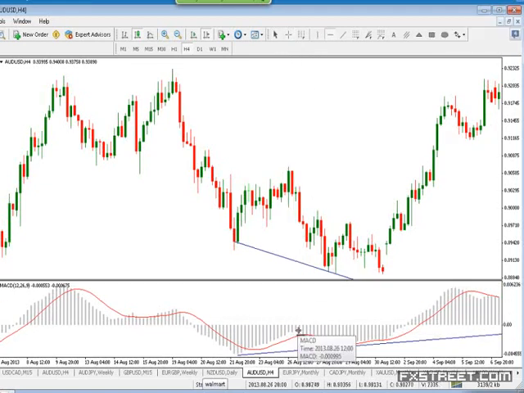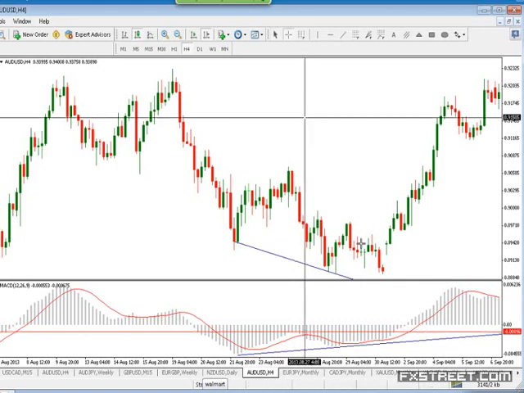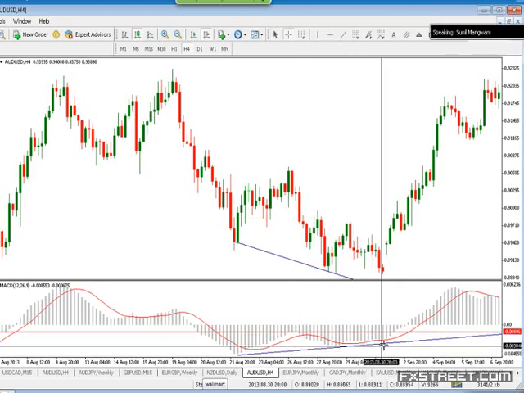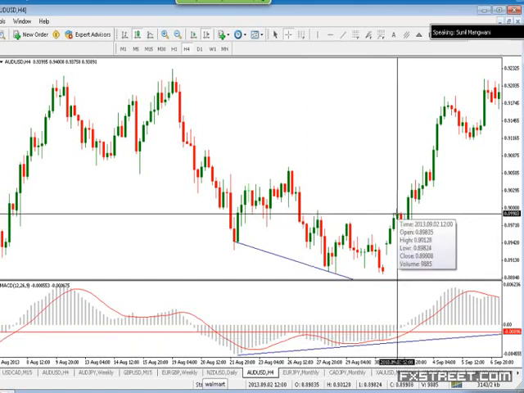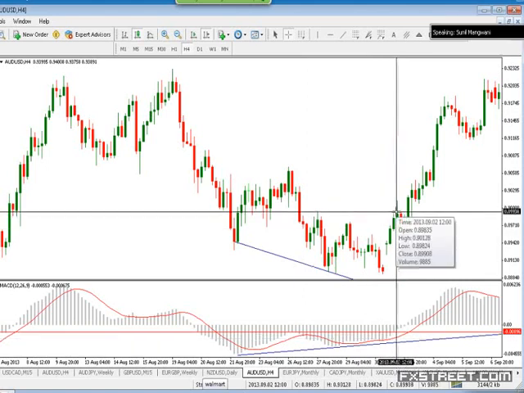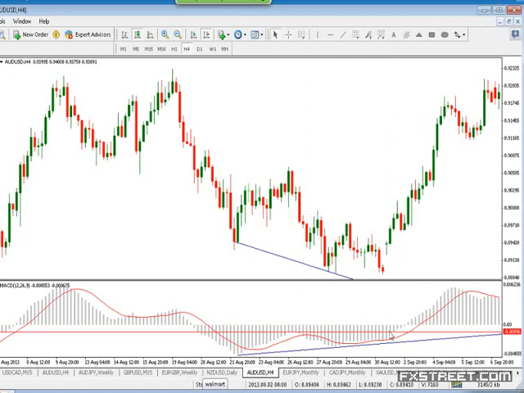Let's plot a line on this one, right over here. Let's take it a little down. There we go. And what is your confirmation? Your confirmation comes on this particular bar, which is the first independent histogram bar to form completely above the line. So this is my bar.